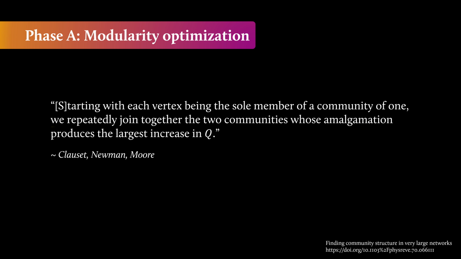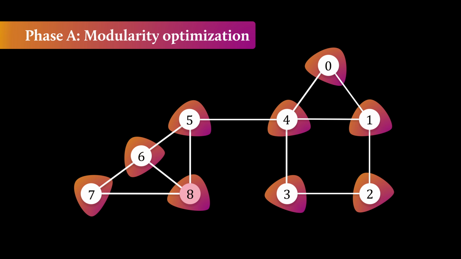Starting with each vertex being the sole member of a community of one, we repeatedly join together the two communities whose amalgamation produces the largest increase in Q. In the Louvain method, a similar procedure is realized by iterating over all nodes in a random order. For each node, for example node 6, we remove it from its current community and insert it into a community of one of its neighbors so that the modularity gain delta Q is maximized, where delta Q is just Q after our change minus Q before our change.